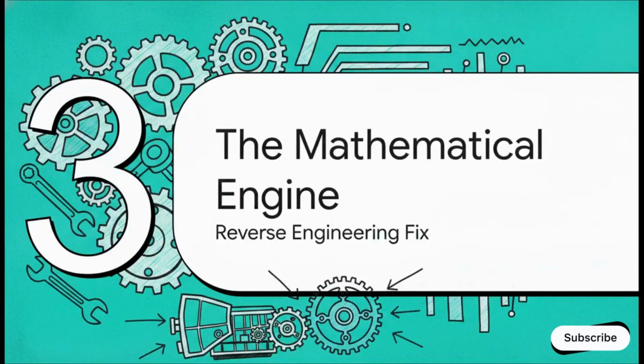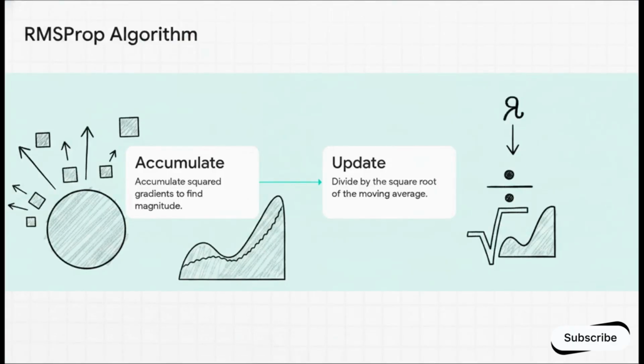Now for Section 3, the mathematical engine. Let's put our mechanic hats on, pop the hood, and reverse engineer exactly how this automatic gear shifting fix actually works step by step. The algorithm operates mechanically in two very distinct steps. First, it calculates an exponentially weighted moving average of the squared gradients. This acts as our steepness gauge. Then, for step 2, it updates the parameters by taking your global learning rate and dividing it by the square root of that moving average.